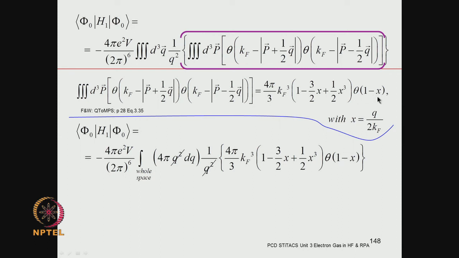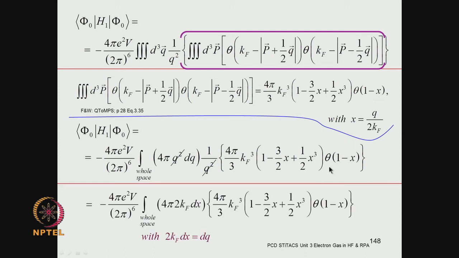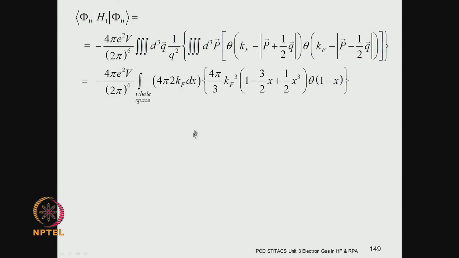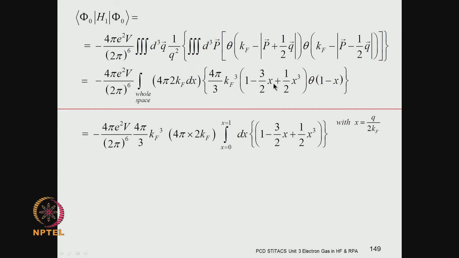Okay? So, this is the Heaviside step function, and if you now proceed to evaluate this integral, because this whole space integration now reduces to integration only from 0 to kf, which will correspond to integration from, you can find the corresponding limits on the variable x, and those limits are x going from 0 to 1. You have got the twice kf coming over here, the 4 pi is coming from here. Okay?